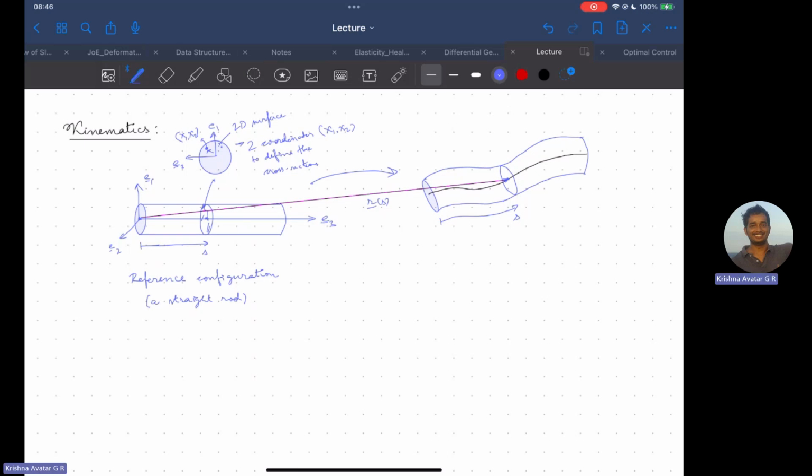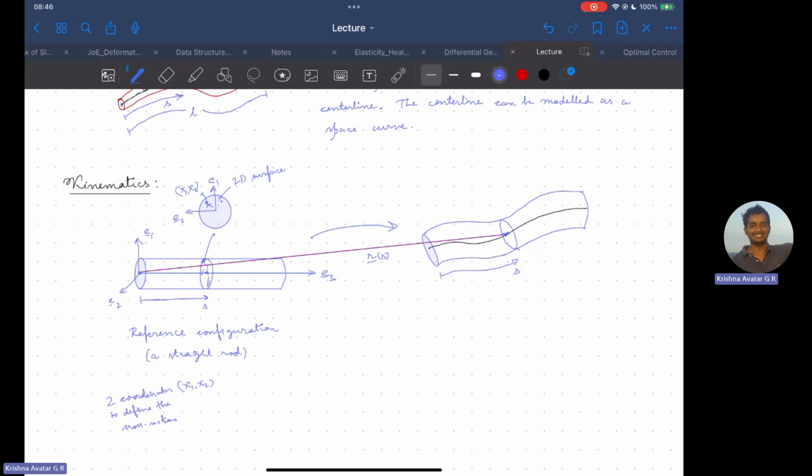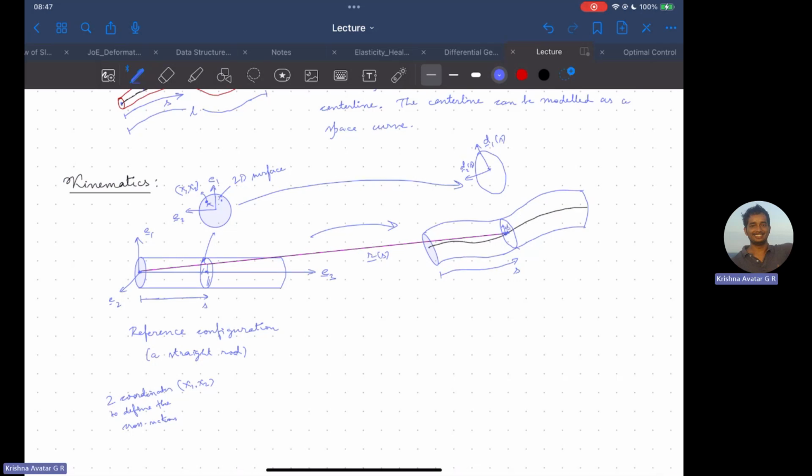And then when we isolate this cross section, it's as if this cross section is going to map to another cross section, now with d1 vector of S and d2 vector of S. And this is the d1 axis and this is the d2 axis.